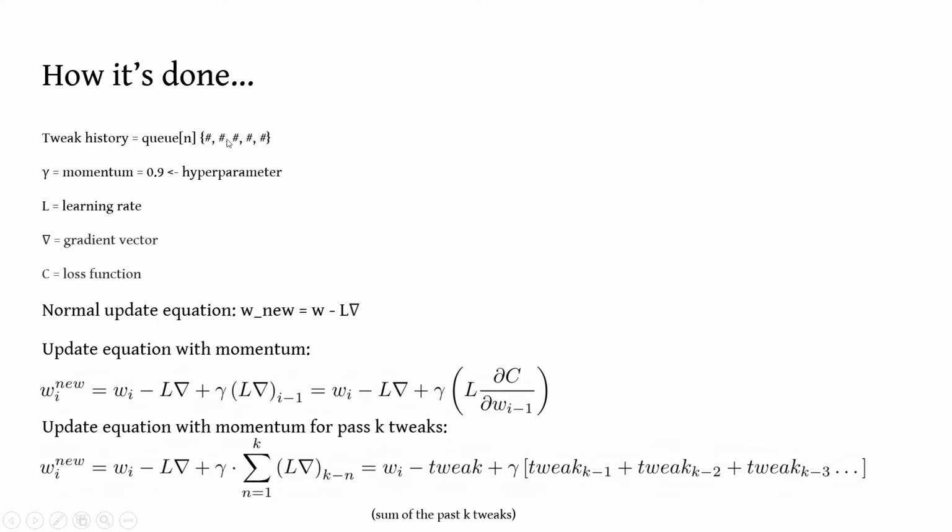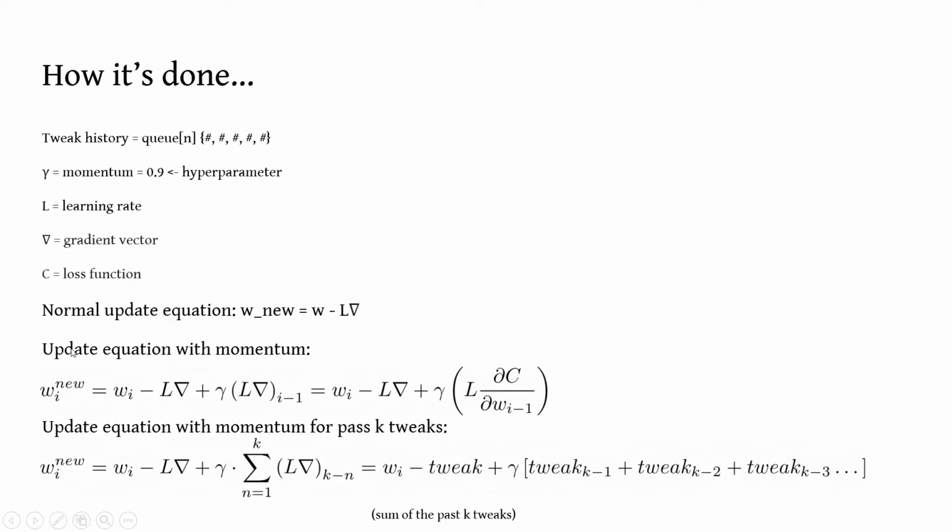As you can see, this is going to be our tweak history. Gamma is our momentum constant. It's usually a value between 0 and 1, and a common value that people use is 0.9. L is our learning rate, nabla represents our gradient vector, and C is our loss function. I'm sure you're familiar with just the vanilla update equation. Your new weight is equal to the current weight minus the learning rate multiplied by the gradient, or in other words, the partial derivative of the loss function with respect to that weight.